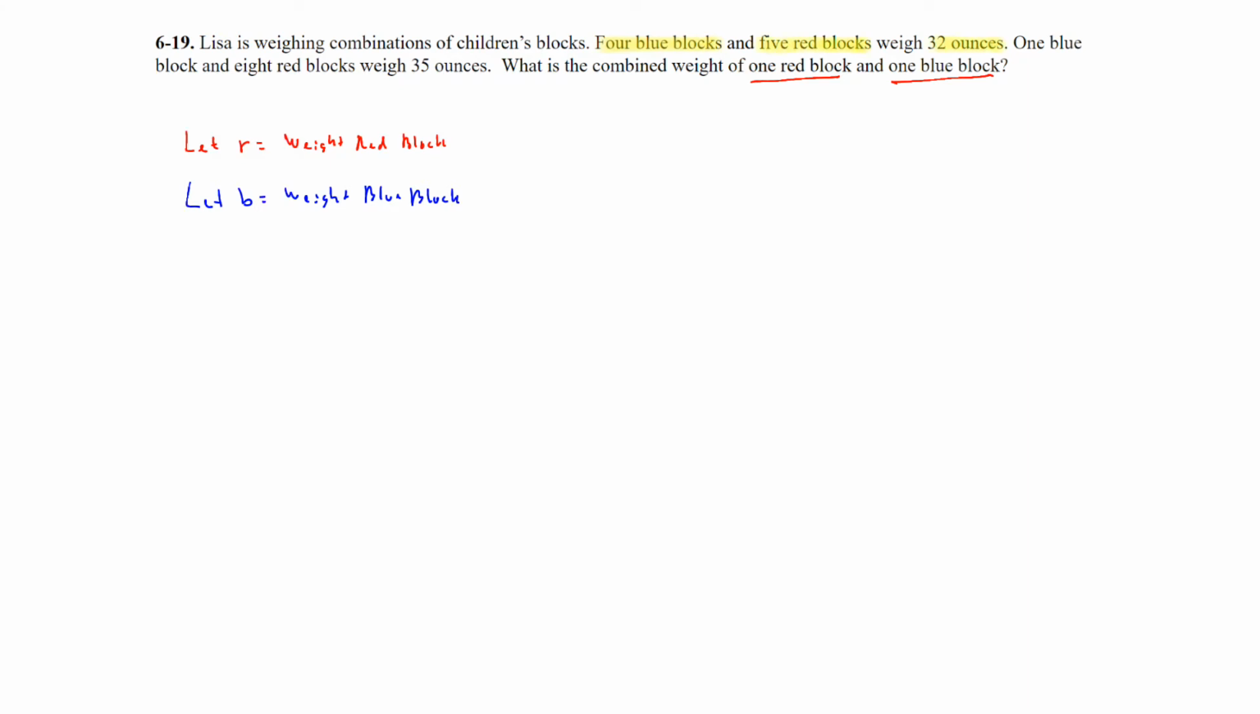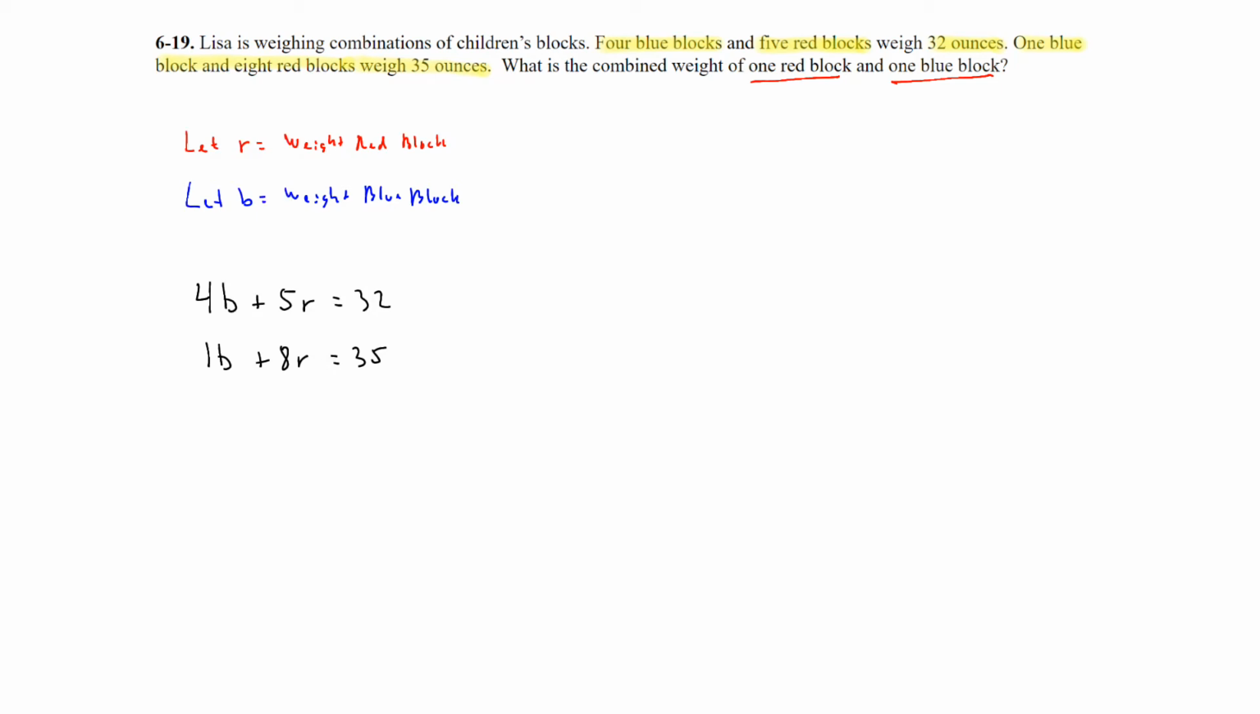So let's take that and write an equation. 4 blue blocks plus 5 red blocks weigh a total of 32 ounces. Now let's take the next line. 1 blue and 8 red weigh 35 ounces. So 1 blue plus 8 red weighs 35 ounces. So now we have 2 equations and 2 unknowns, and we can go ahead and solve.